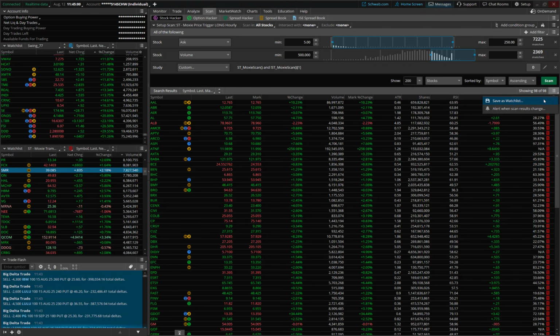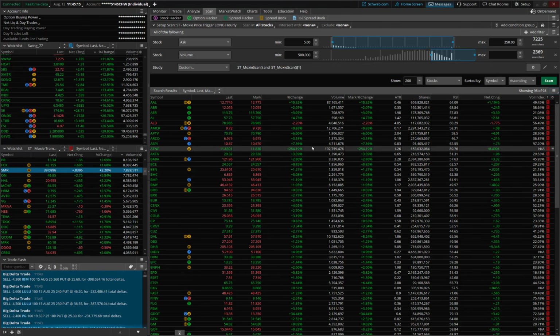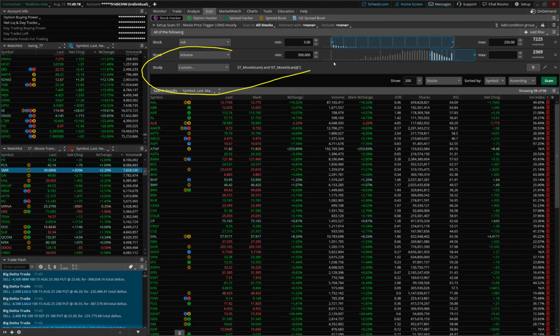So whatever custom scan that you create, you can save it as a watch list, and then that brings you over here on the left hand side to where you can pull up your scanned watch list, and it populates automatically. It is amazing. It's so easy to work with, and then you don't have to worry about rescanning and doing all that kind of stuff. One other thing I want you guys to know, if you do have the Moxie indicator, leave the custom settings alone, okay? Please do not mess with them.